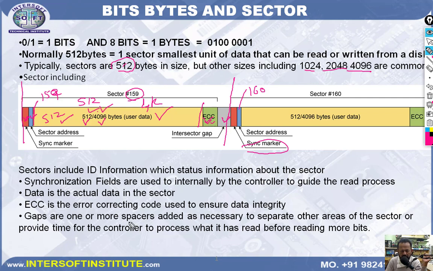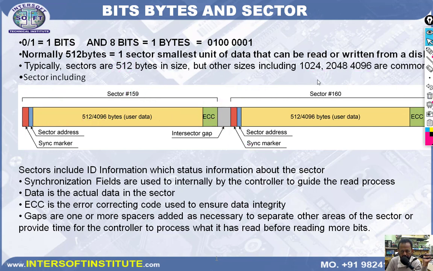Gaps are one or more spacers added as necessary to separate other areas of the sectors, or to provide time for the controller to process. So this is a gap mainly, in between two there is a gap. So these are bits, bytes and sectors.